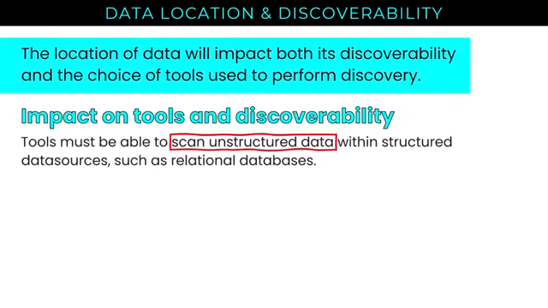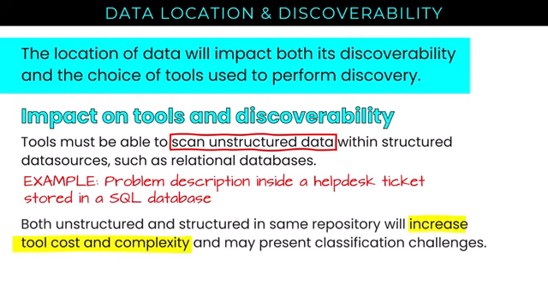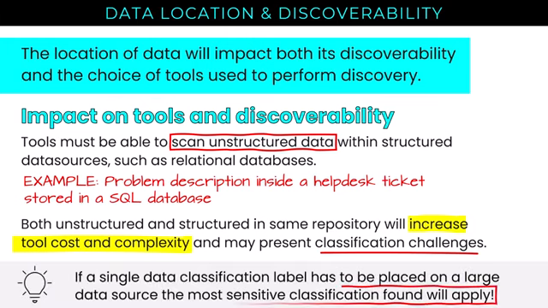And our tools must be able to scan unstructured data within structured data sources like relational databases. A good example of this would be a problem description inside a help desk ticket stored in a SQL database. We have a problem description that's just unstructured free text, but it's stored within a structured data repository. So when we have both structured and unstructured data in the same repository, it's often going to increase our tool cost and complexity. It may also present classification challenges. We might not be able to classify that specific row of data if our tool won't support it. And that can lead to some less attractive consequences.